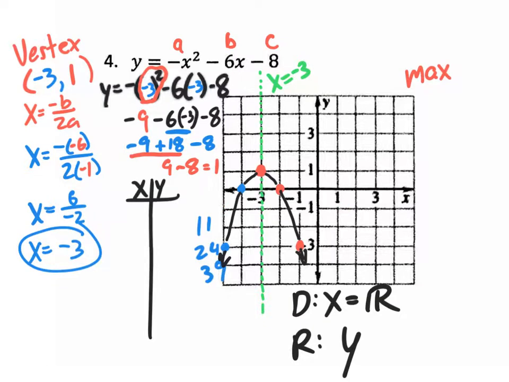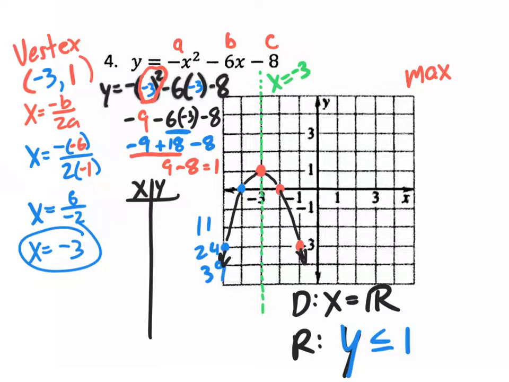So if you want to describe where this parabola exists in terms of the y values, obviously this is the highest point, the max value, and the entire parabola is below this value of 1. So what do we say for the range? We say y is less than or equal to that y value of 1. Y is less than or equal to 1.